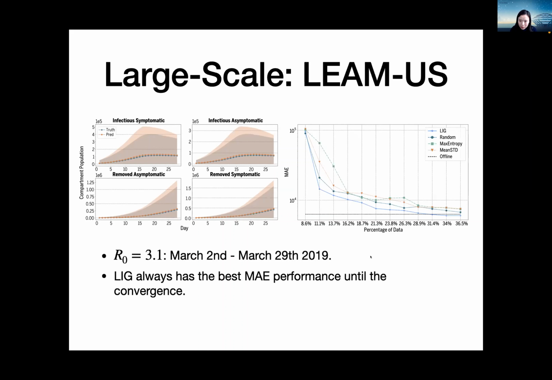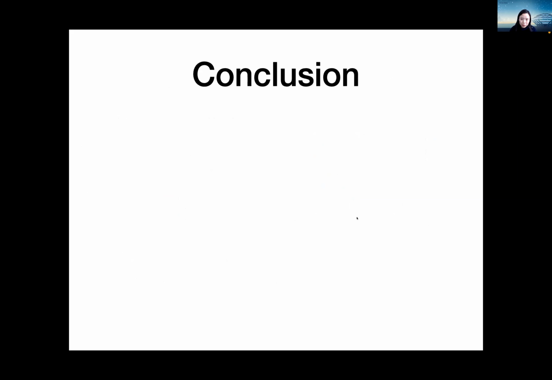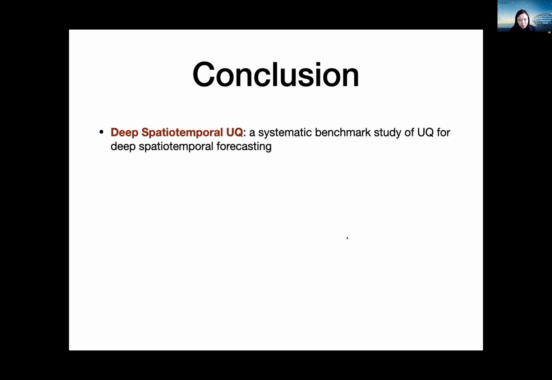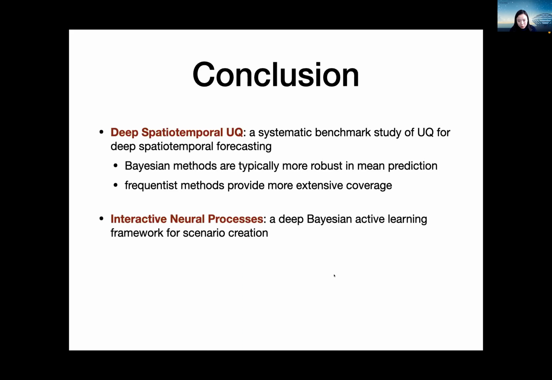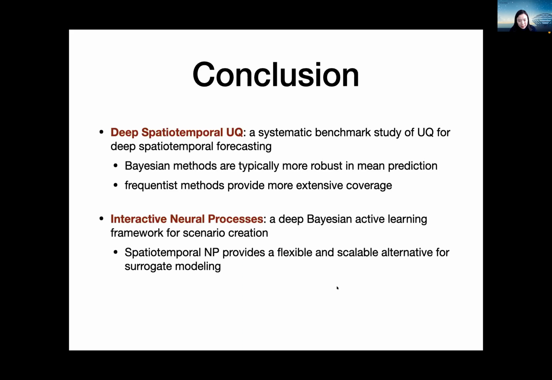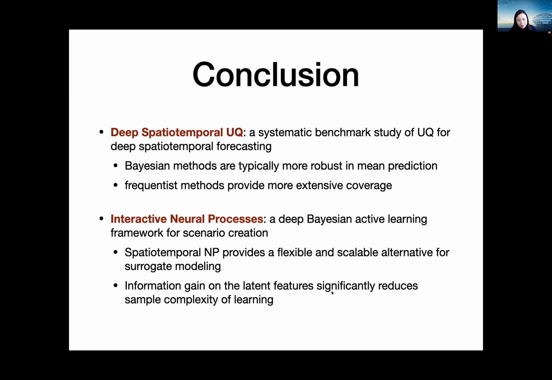To conclude, I talked about two essential efforts in our group trying to quantify the uncertainty in deep spatial temporal forecast, and applying that to epidemic modeling. In deep spatial temporal UQ, we conduct a systematic study of UQ for spatial temporal forecasting, where we observe Bayesian methods are typically more robust in mean prediction, whereas frequentist methods provide better coverage. And I talked about another work, interactive neural process, which uses deep Bayesian active learning as a surrogate model for scenario creation. We can see that neural process provides a flexible and scalable alternative to Gaussian process, and using information gain on the latent space significantly reduces the sample complexity of learning.